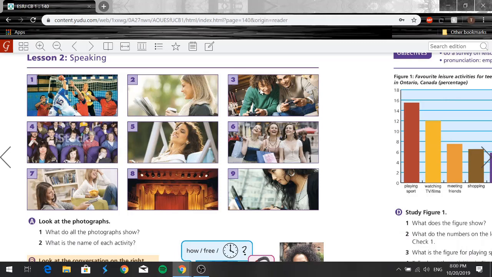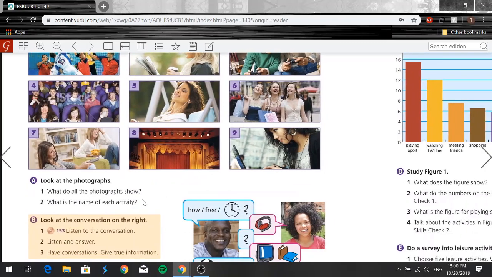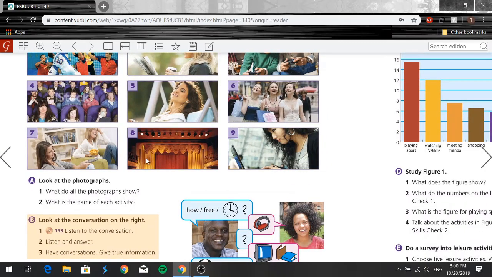Then you have reading, playing video games, probably watching a movie, cinema, right? Listening to music, shopping, watching television or film, right? A theater, right? And browsing the internet. So what is the name of each activity? Let's say it one more time.